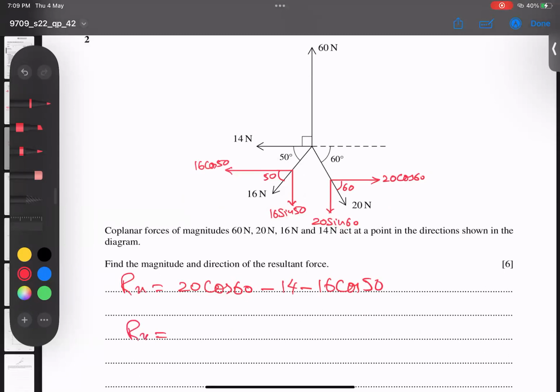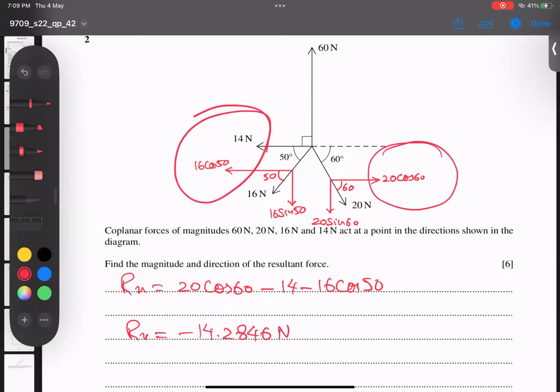And for Rx, if I type in the calculator, 20 times cos 60 minus 14 minus 16 times cos 50, this answer is becoming negative 14.2846. For accuracy, take 4 decimal places, okay? And this negative tells us very clearly that the right side forces are smaller and the left side forces are bigger. That is why we got a negative sign, but no problem at all.